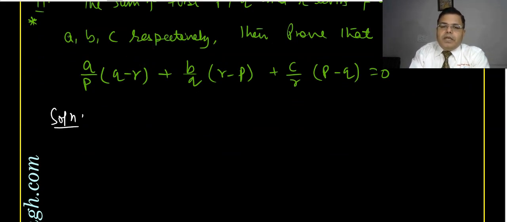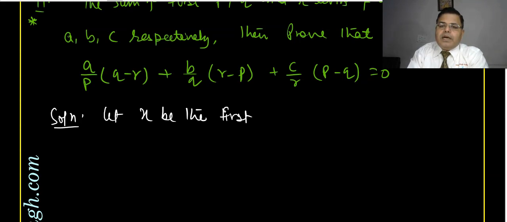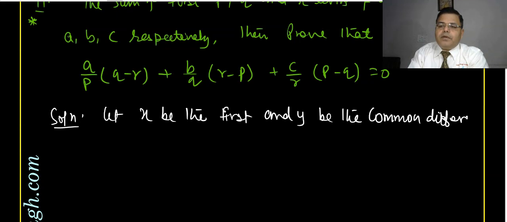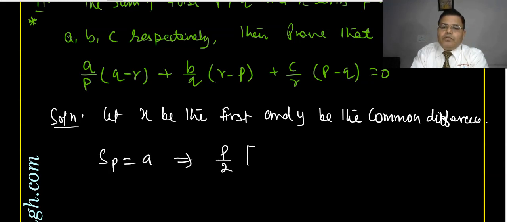Solution is, let x be the first term and y be the common difference of an AP. Why have I not taken a? Because a is already used. So here the sum of the first p terms is a. This implies p by 2 into (2x plus (p minus 1) into d), where d is y, and that is a.